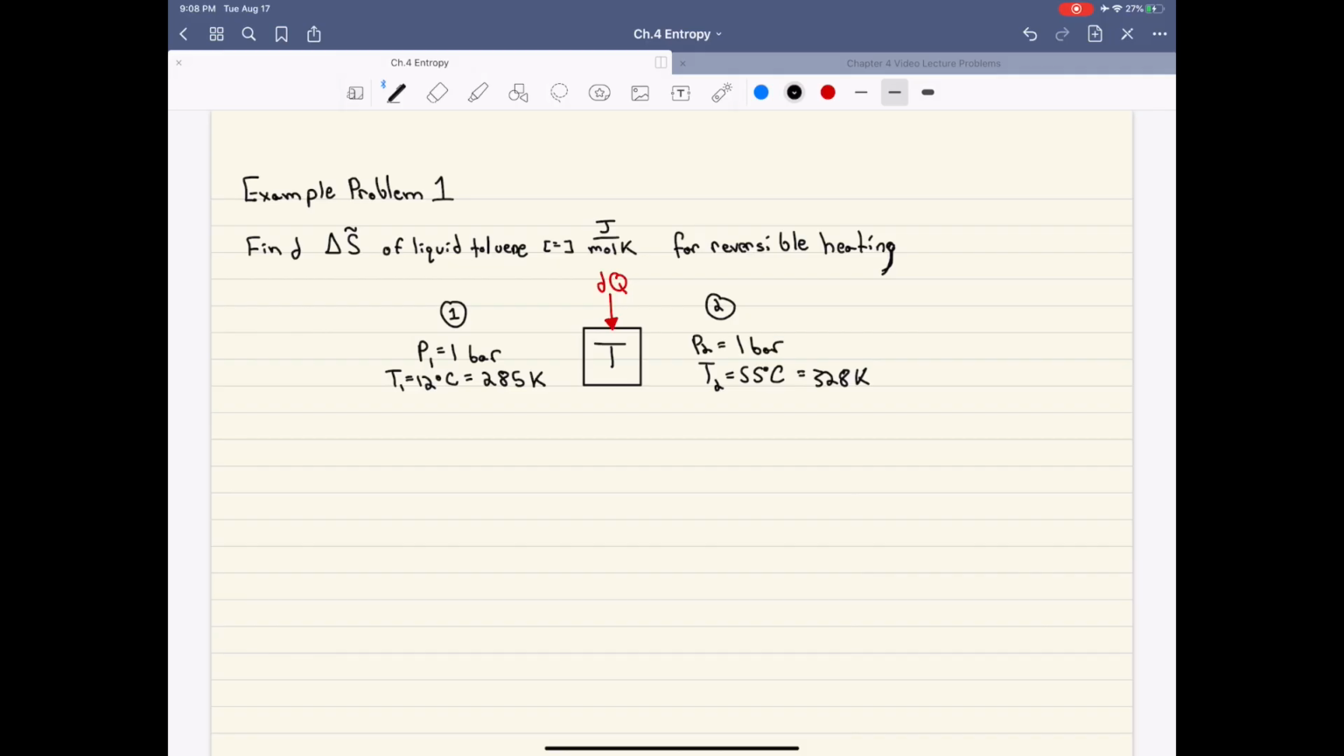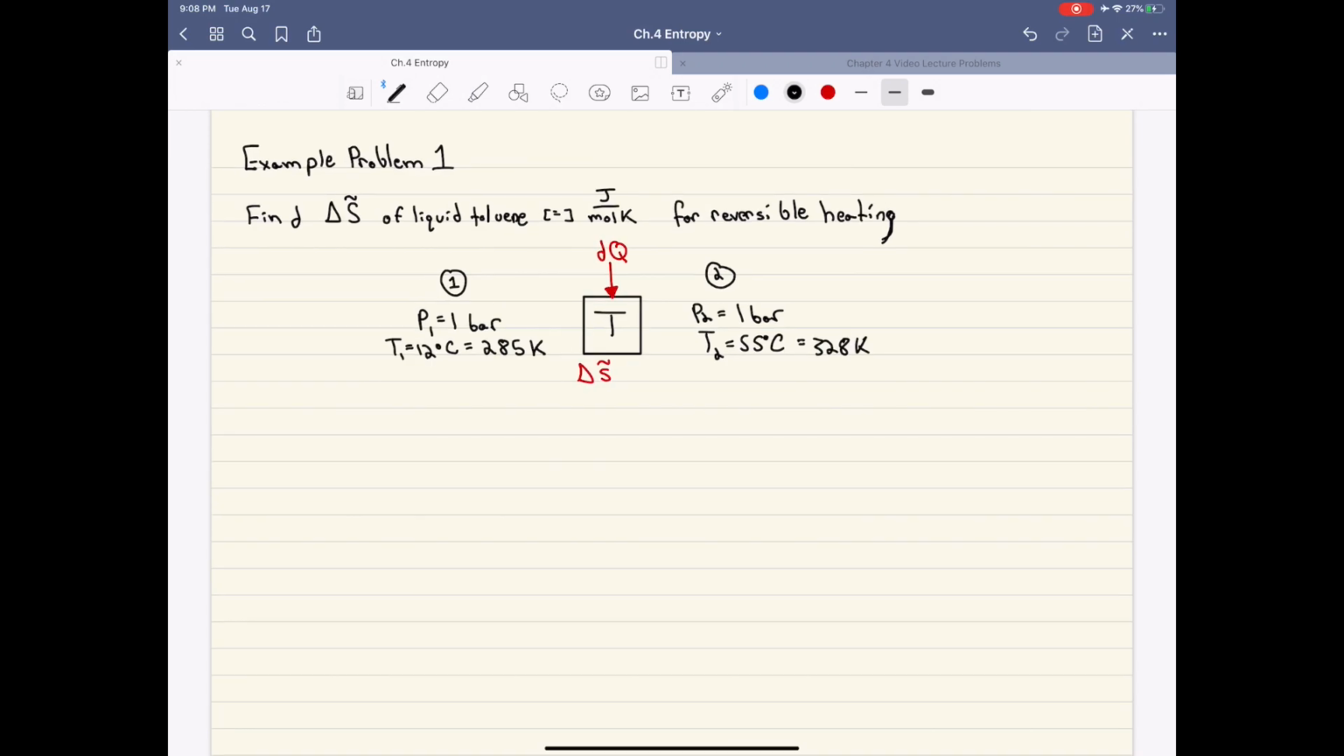And this problem wants us to figure out the change in entropy. For this problem, there's basically two unknowns that we have: the heat that's going into the system and also that change in entropy. So we have two unknowns, and therefore that means we need two equations.